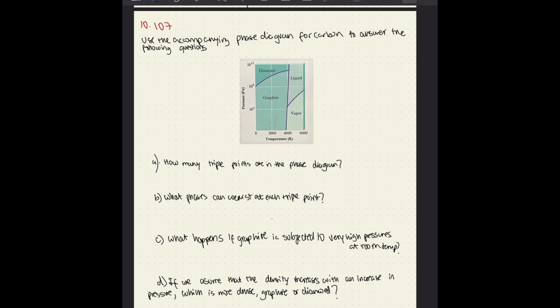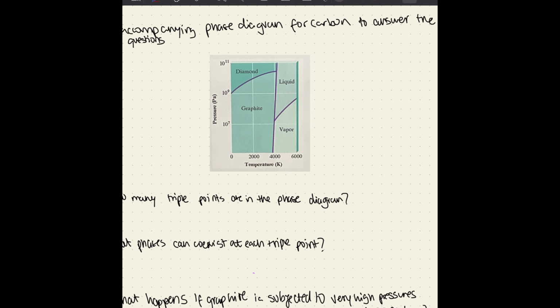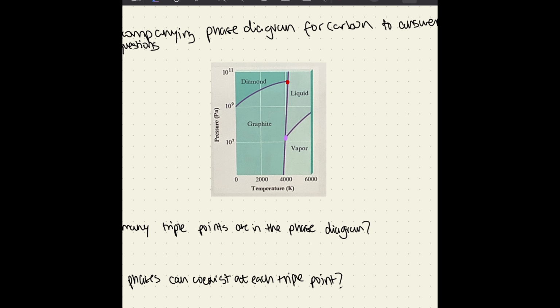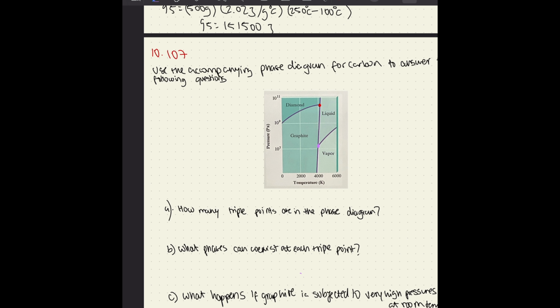So triple points is when the three phases can coexist. Like they intersect. That's the word. Yeah, triple points. So there are 2.